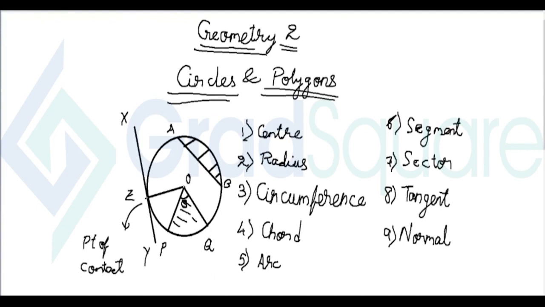Normal is a line segment formed by joining the center of a circle to the point of contact of the tangent, and the property of the normal is that it will always be perpendicular to the tangent at the point of contact.